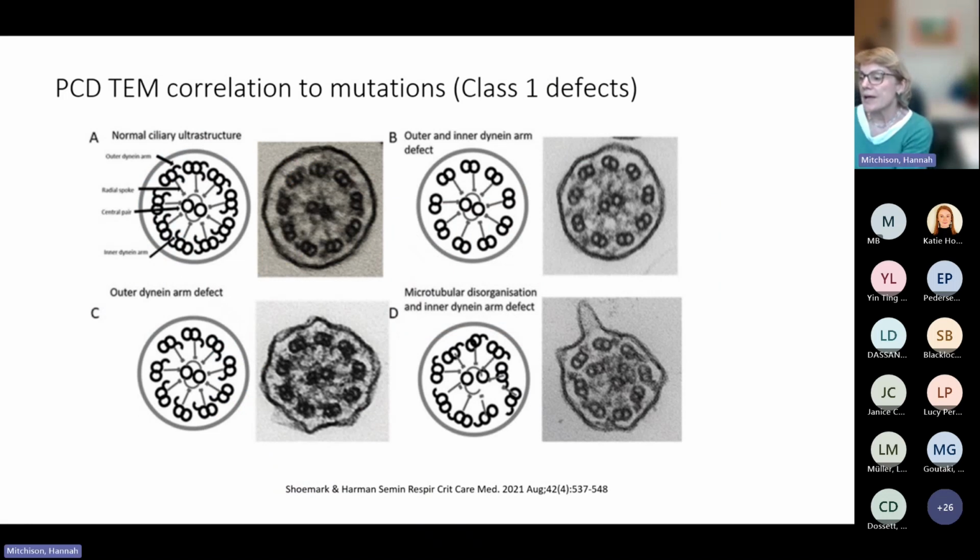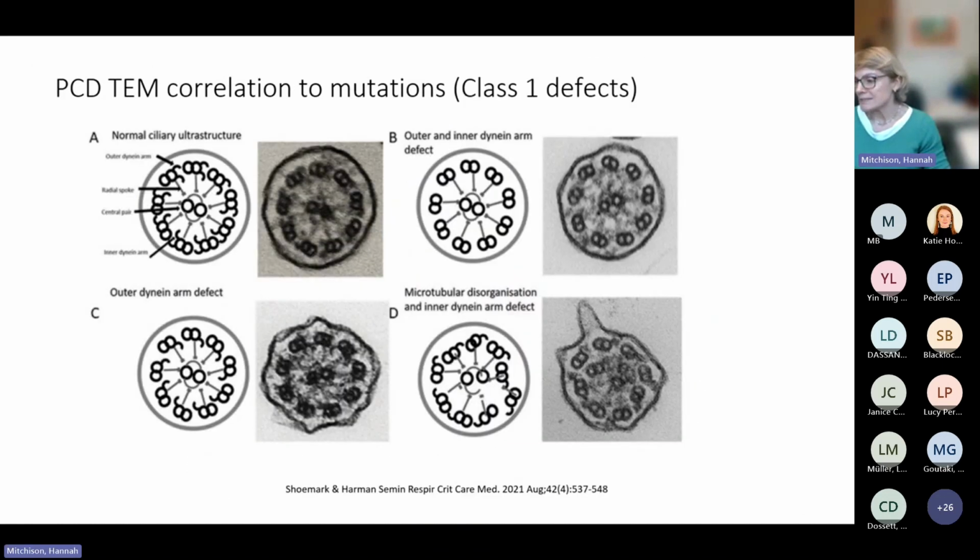So as recently defined, class 1 defects are these ones here that affect these major structures in the airway and cause the most common defects, the ones that we're most aware of. So class 1 defects include loss of the outer arms, loss of the inner and outer arms, and microtubular disorganization and IDA defect, some cases of that. I can explain a little bit more about the basis of these defects.